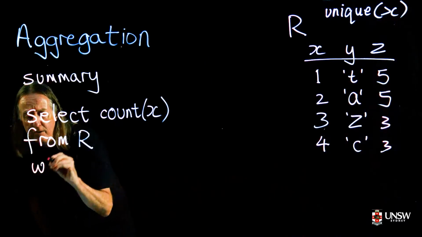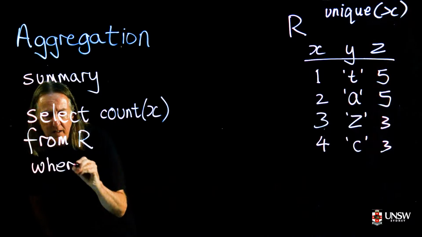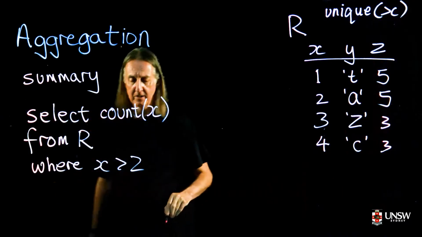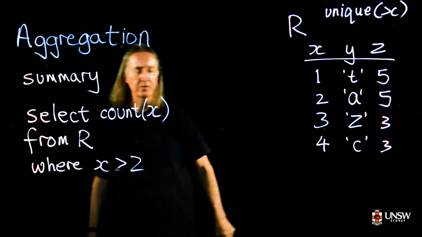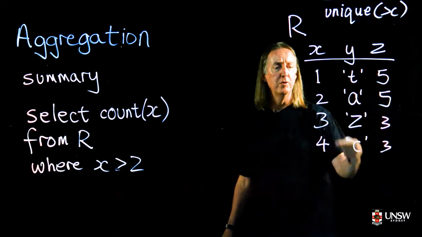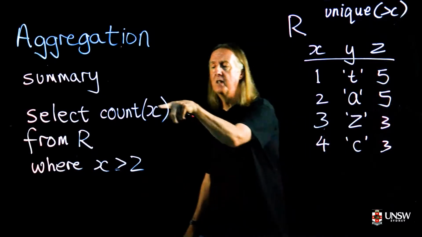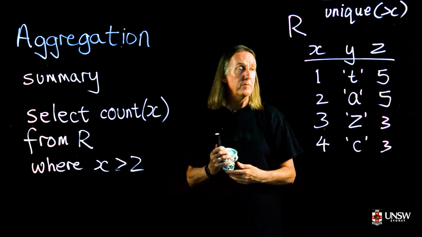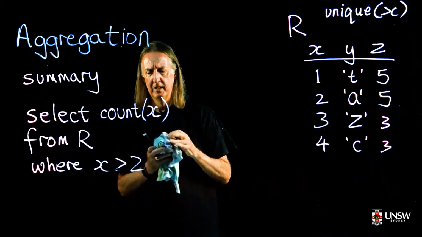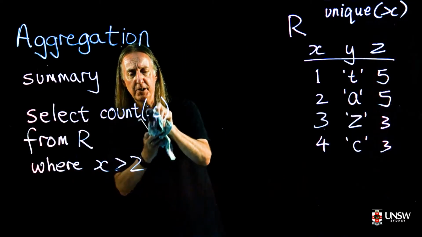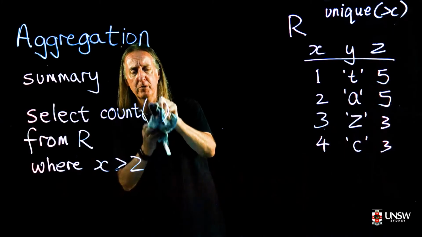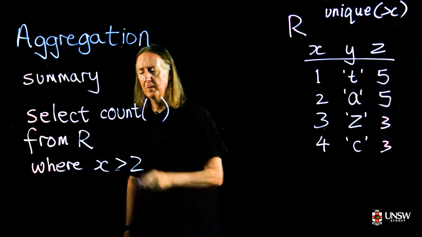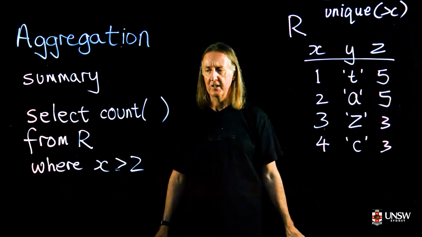If I added a where clause, something like that, so looking only for tuples that have an x value greater than 2, it would find these 2 tuples, count them, or count the x values, and that would be it. We get the result 2. So without the where clause, we get the result 4, because there are a total of 4 tuples in the table. With the where clause, we get 2, because there are only 2 tuples satisfying that condition.